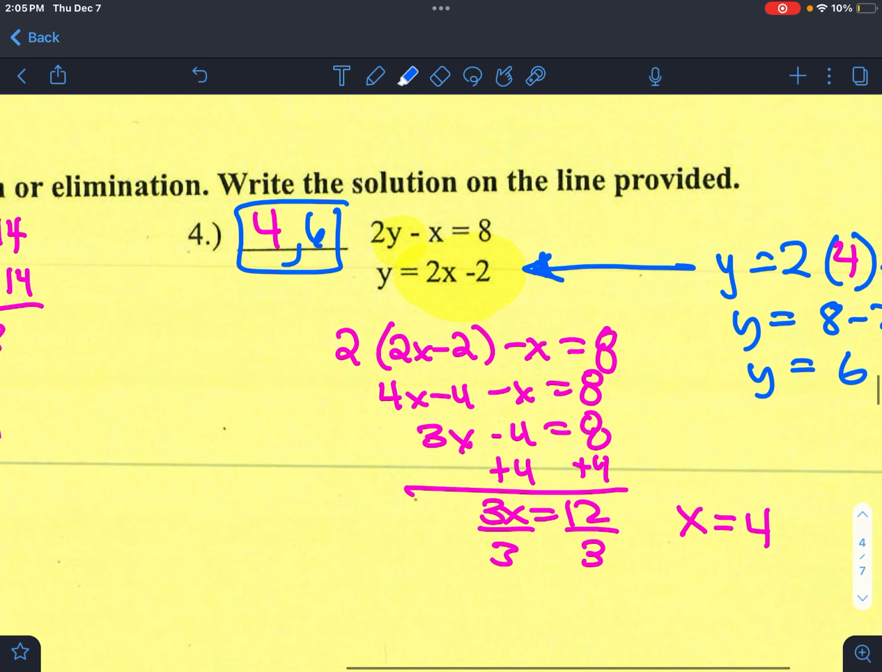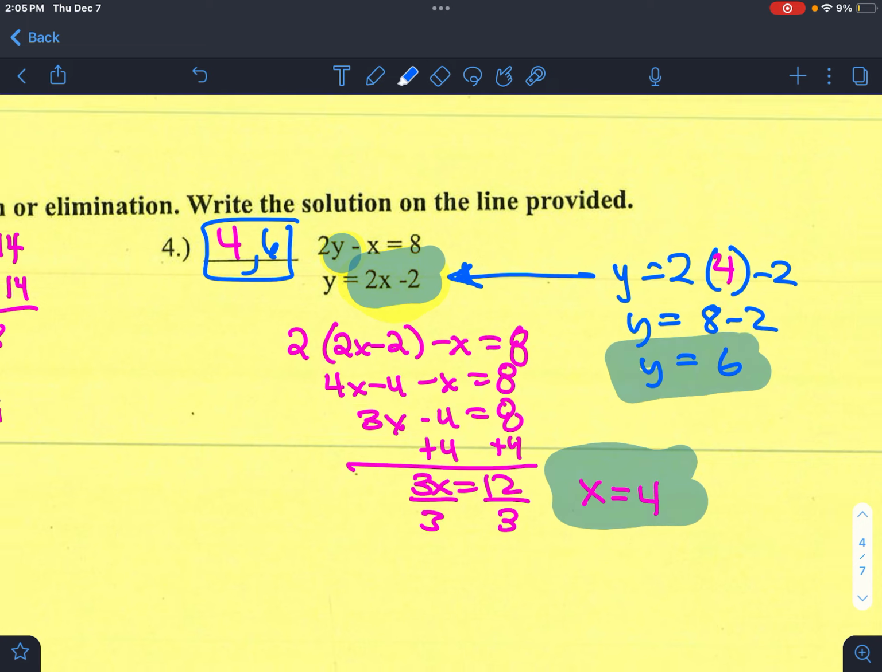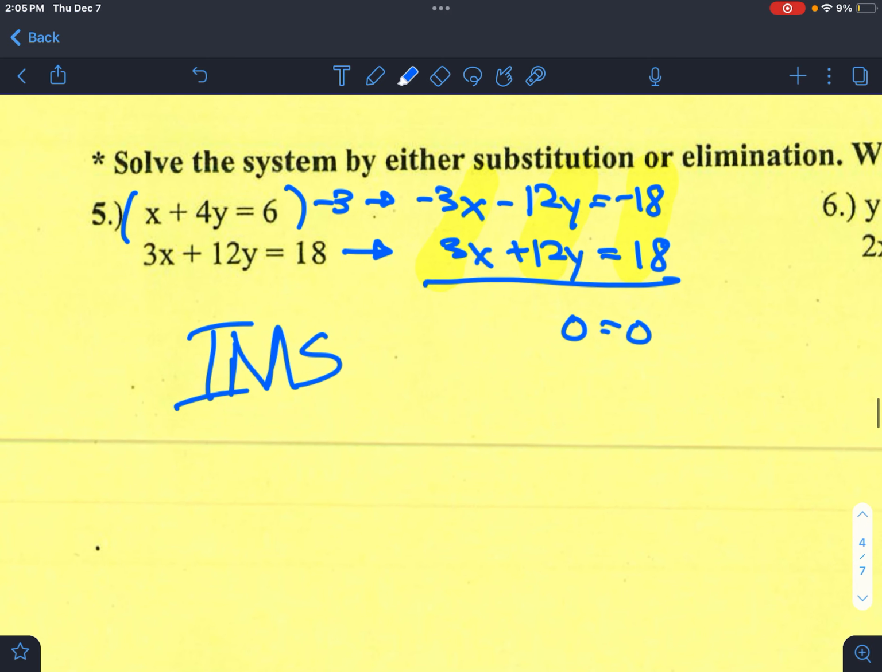On number 2, this was set up to substitute. So I substituted the y value in for the y value to solve for x. And then I substituted back in to solve for y. Again, don't forget to pause the video when you need to take a little more time.